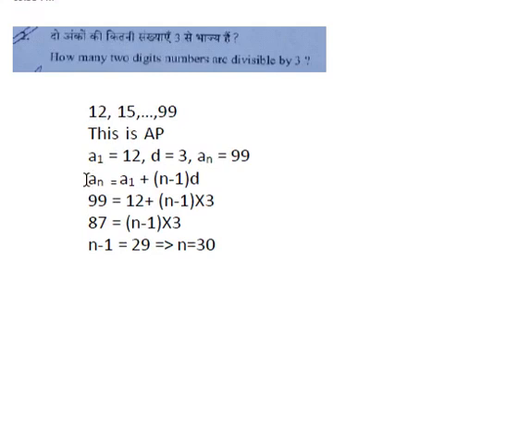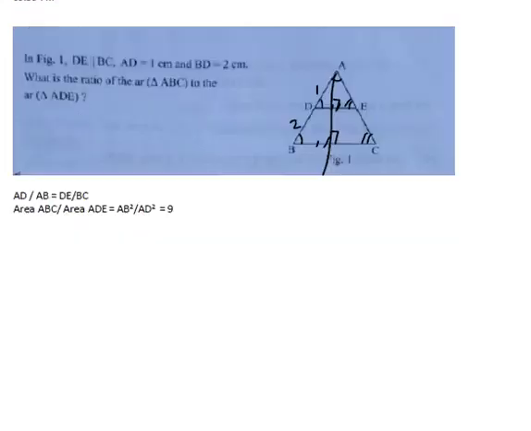We know that the formula is an equals a1 plus n minus 1 times d. We put in the values of a1, d, an, and we get n. So we see here that n is 30. So there are 30 two-digit numbers which are divisible by 3.